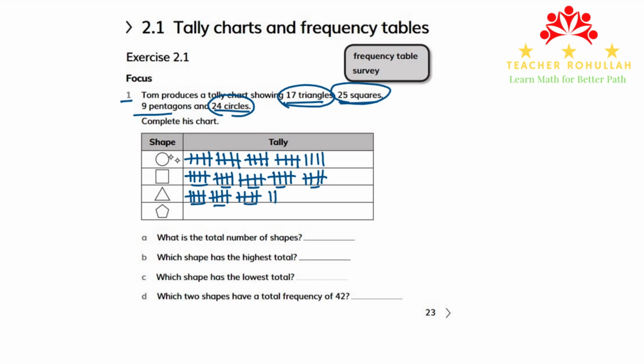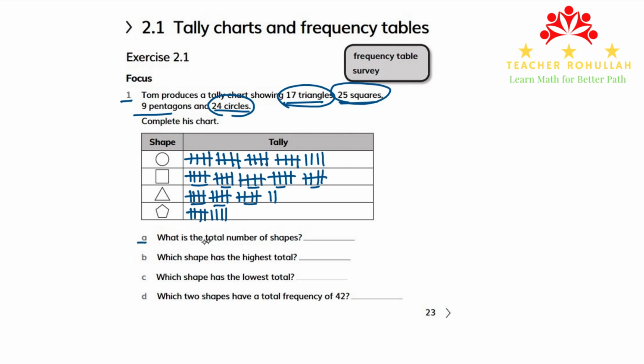How many pentagons do we have? We have 9 pentagons. So again, we use tally marks. 1, 2, 3, 4, 5, 6, 7, 8, 9. So here the marks show 9 pentagons. The tally chart is followed by some questions.